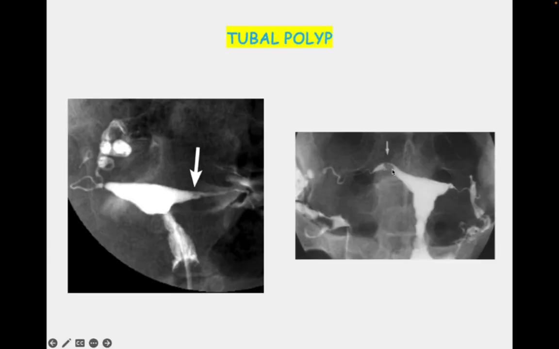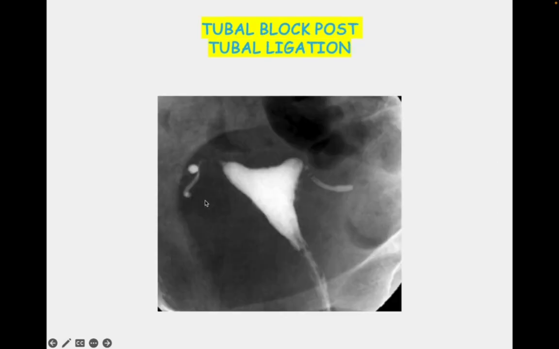Here in this picture you can see the tubal polyp. Here you can see this is a tubal polyp. Here also clearly it is a tubal polyp. So some dye has gone through this tubal polyp to the tubes, but this tubal polyp is clearly seen over here, and the small one can be seen over here.